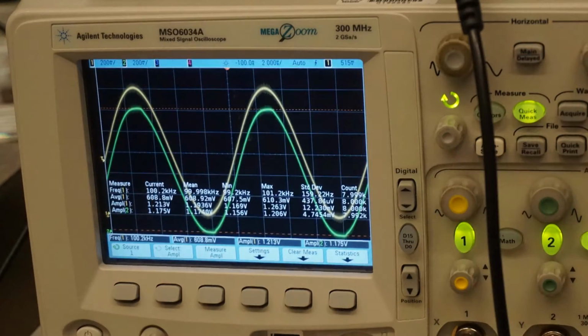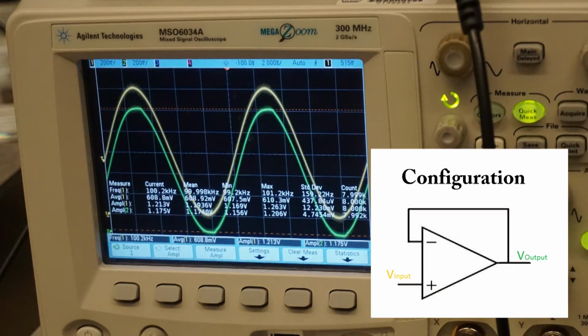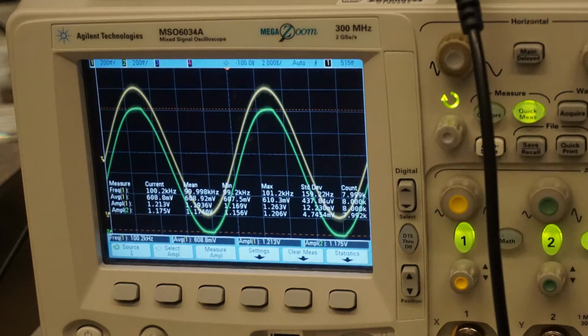What you see now is the input and output waveform of the rail-to-rail input-output OTA we mentioned before, configured as a unity gain buffer. The input signal is a 1.2 volt peak-to-peak sine wave, and the output only has about 10 millivolts drop in the amplitude.